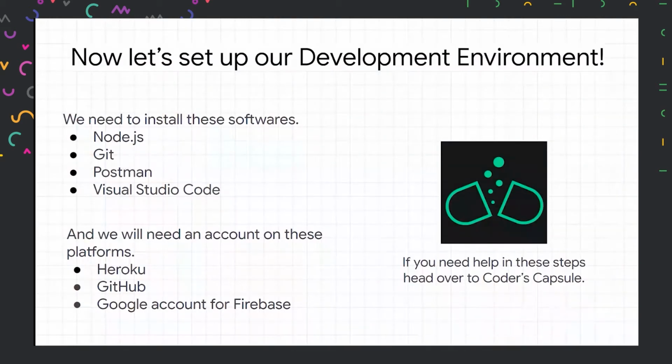So, all these software we talked about, we have to use in our development environment. So, we'll have to install Node.js, Git, Postman, and Visual Studio Code. These are all straightforward installations, but if you're still stuck somewhere, you could go to Coders Capsule. It is my personal blogging website where I post all the technical articles. I have posted on how to install all these products over there. The link will be in the description and in the chat box.